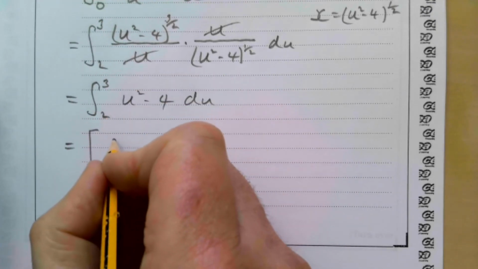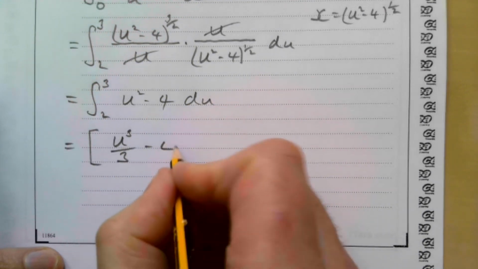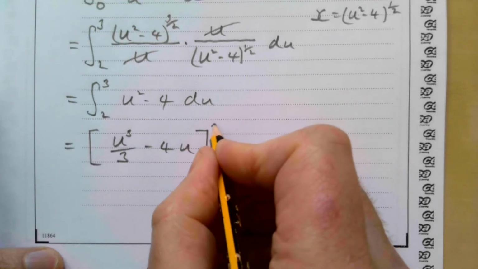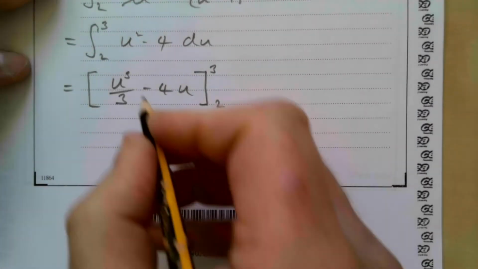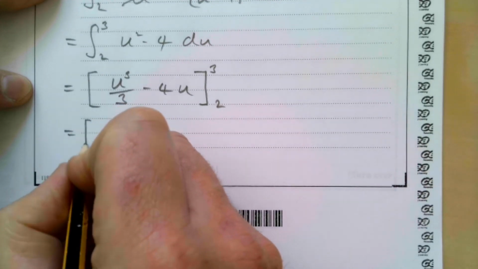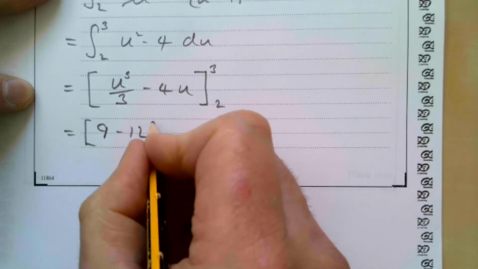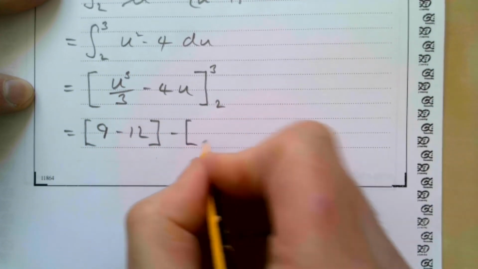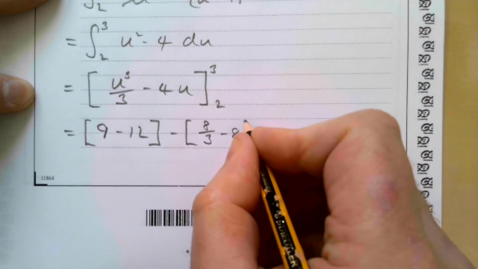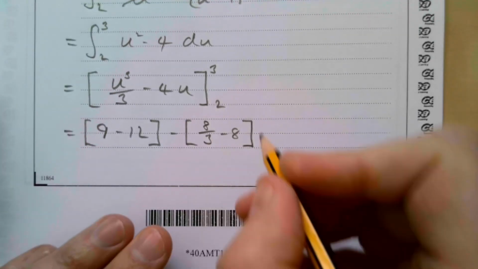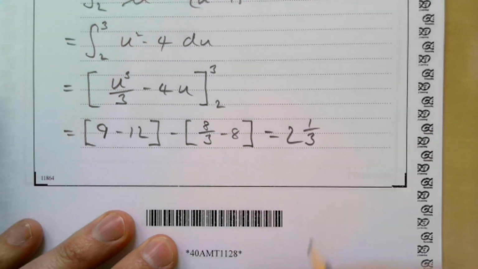Add 1 to the power divided by the new power, so that's going to give me u cubed over 3, take away 4u, and that's in between 3 and 2. Substitute in the number 3. u cubed is 27 divided by 3, so 9, take away 12. Substitute in the number 2, 2 cubed is 8 over 3. Take away 8, and calculate that. We end up finally then with 2 1/3.